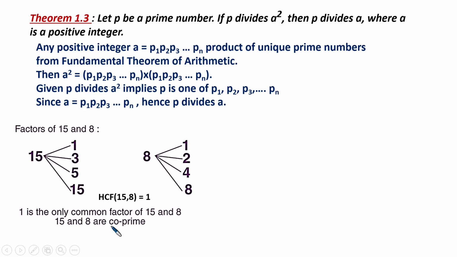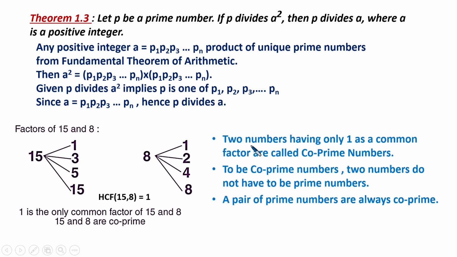So 15 and 8 are co-prime. If there were some other common factor, if this were also 3, then they would not be co-prime. Okay, so two numbers having only 1 as a common factor are called co-prime numbers. And to be co-prime, two numbers do not have to be prime numbers, as we have seen here. And a pair of prime numbers are always co-prime.